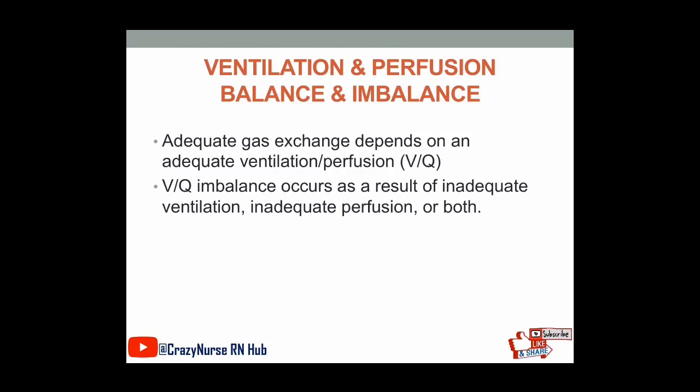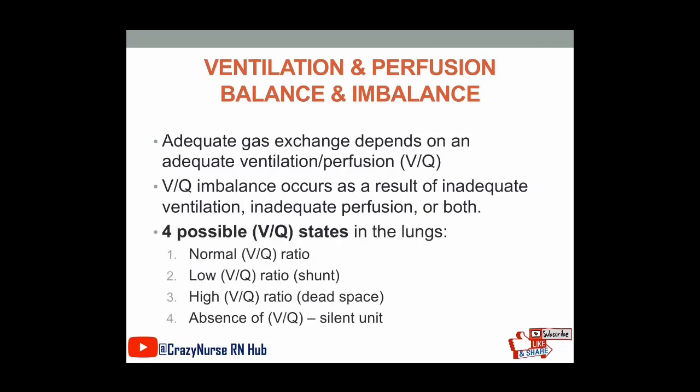Ventilation and perfusion imbalance occurs as a result of inadequate ventilation, inadequate perfusion, or both. So meaning to say, if there is an imbalance between these two, ventilation and perfusion, or both, it could mean a problem. Okay? We have 4 possible VQ states in the lungs.